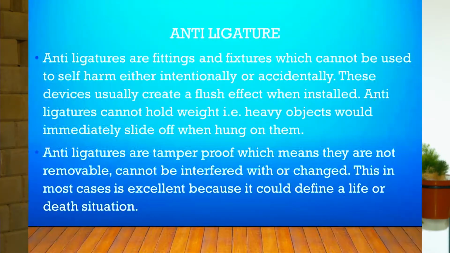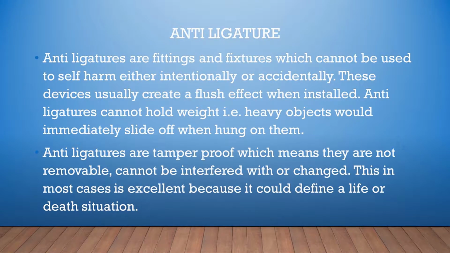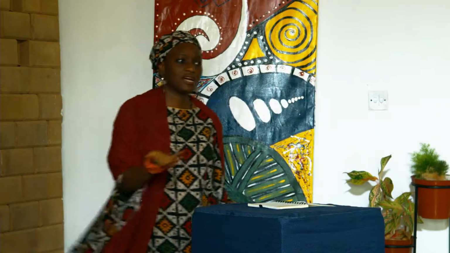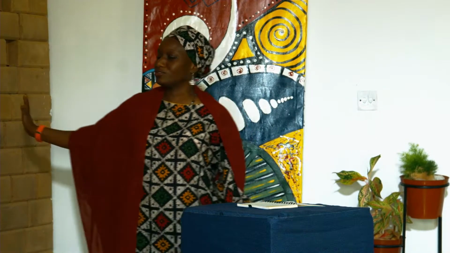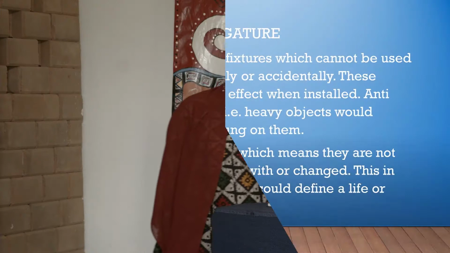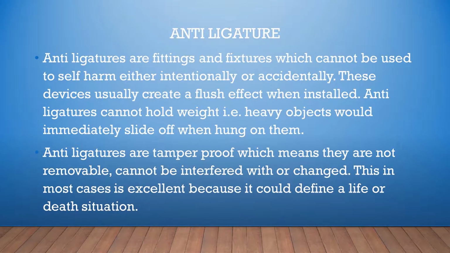So anti-ligatures are fittings and fixtures that cannot be used for self-harm. They are devices that, when you install them, actually sit flush. We're designers, most of us. Flush means it's going to flatten into the wall, for instance. Your light fittings will flatten into the wall as much as possible. Then anti-ligatures are tamper-proof, so it's difficult to damage them. They cannot be interfered with or changed.